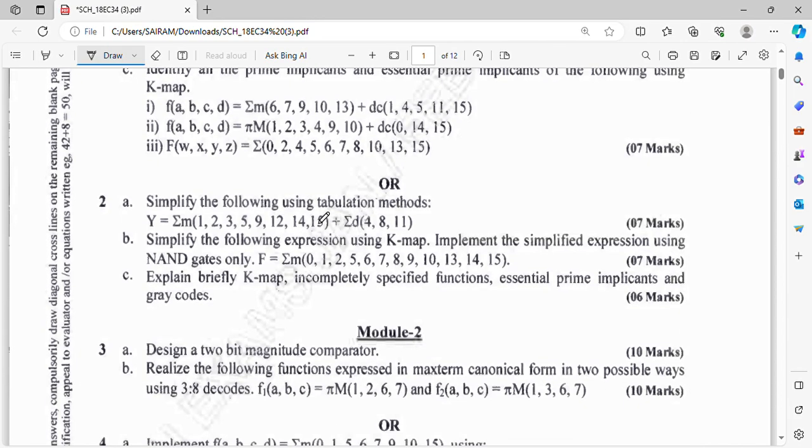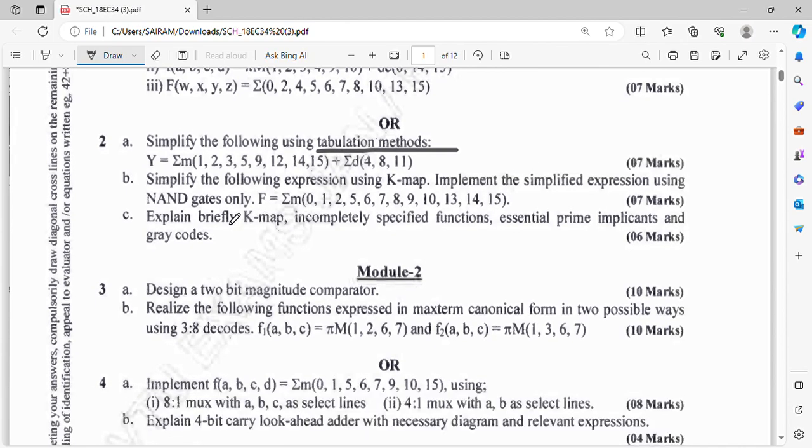And the tabulation method is nothing but the Quine-McCluskey method. This is not done for you. Simplify the following expressions in K-map. Implement the simplified expressions in NAND gates only.